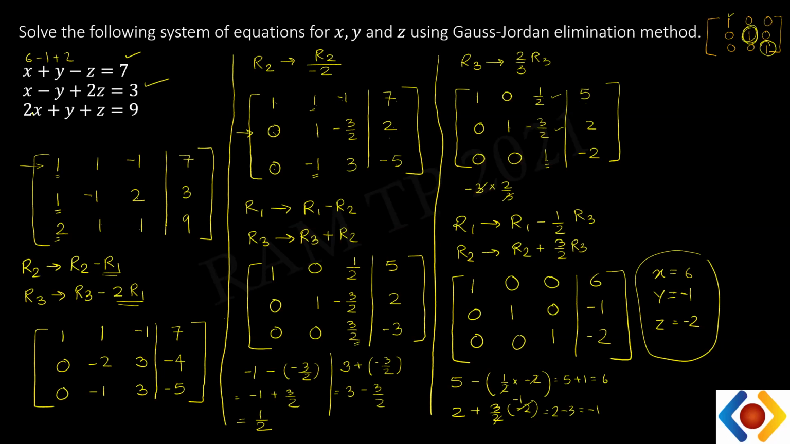Let's check the last one. 2 times 6 is 12, plus y, so -1, 12 minus 1 is 11. And then we have plus z, which is -2, so 11 minus 2 is 9. 9, right?